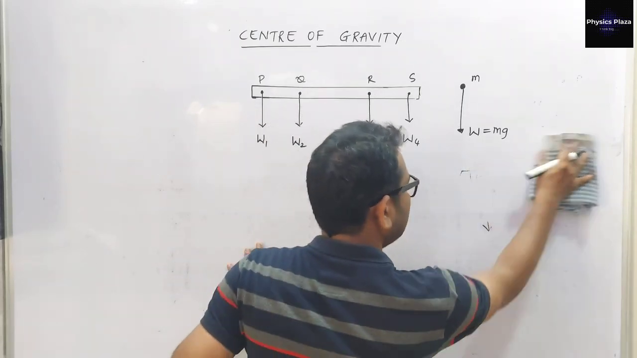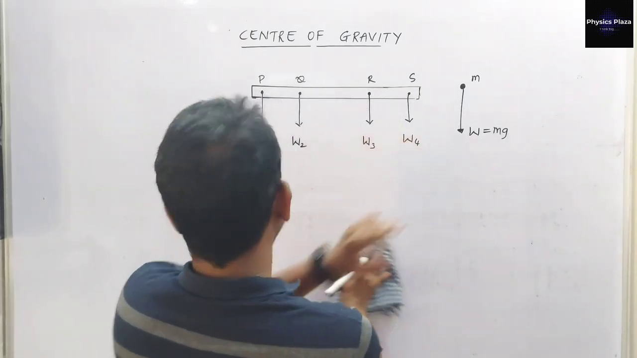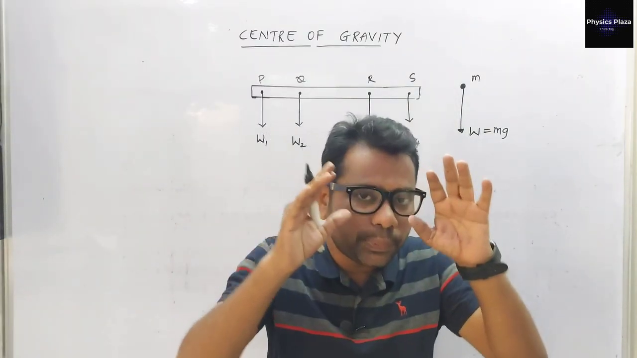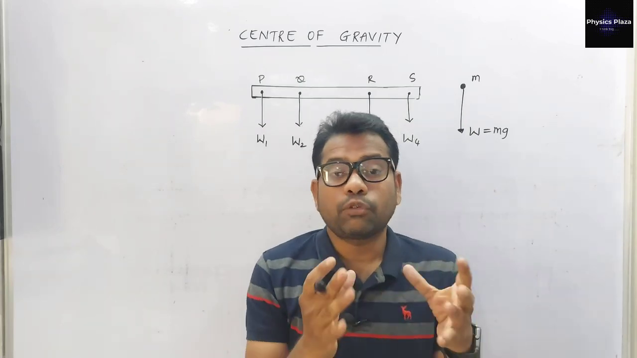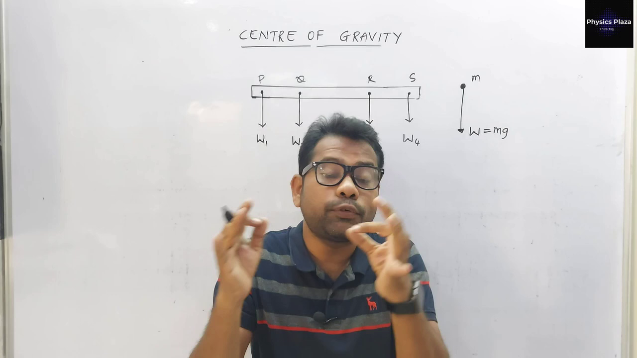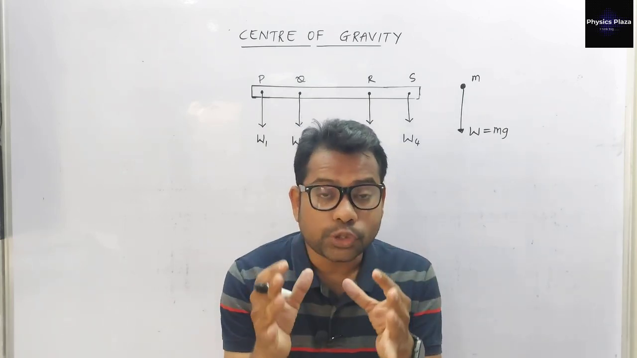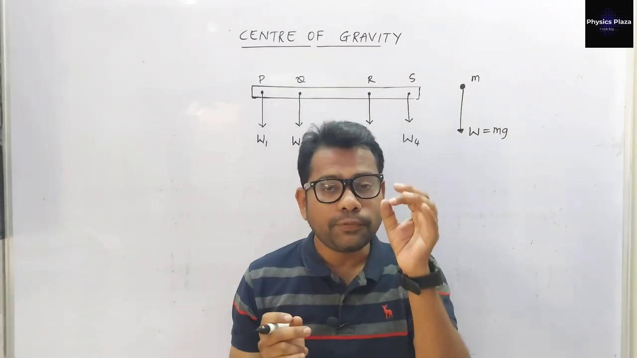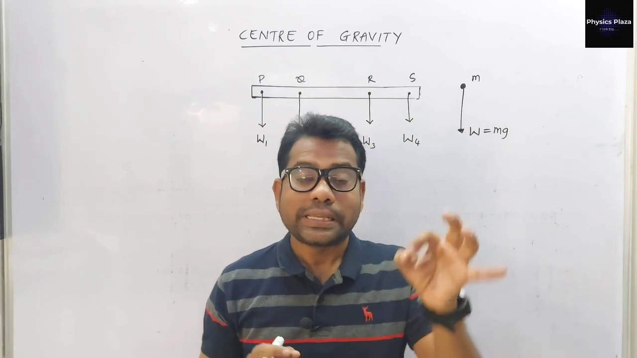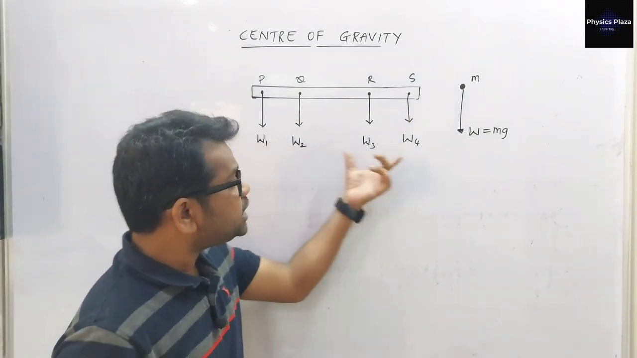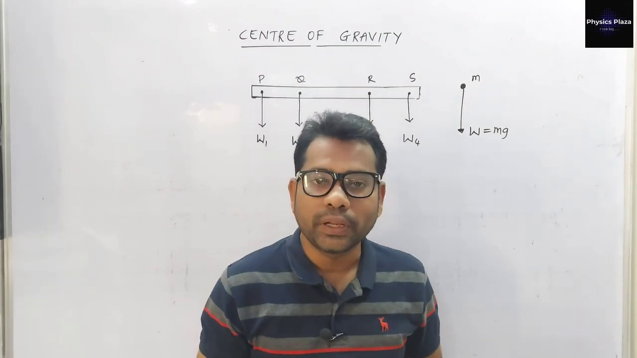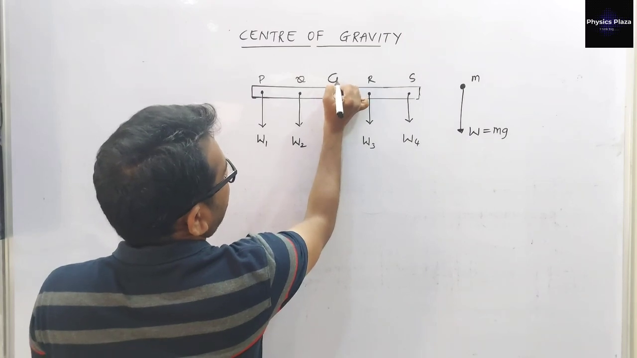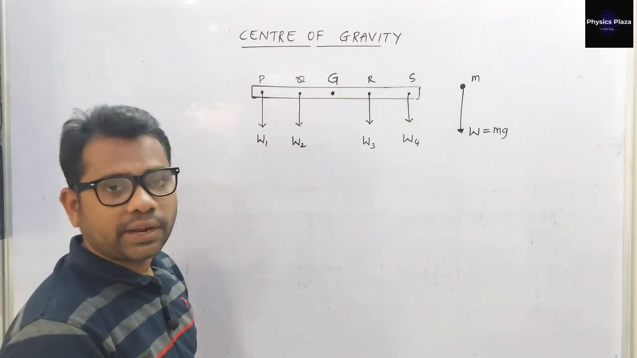But here, let us replace all these four weights with a single force. See, weight is nothing but a force only. Let us represent all these four forces with one single force. But the question is where that single force should act, which is very, very important. That force will act at a point in such a way that the algebraic sum of the moments of the weights must be zero. That point we can call A. Center of gravity will be represented by G.